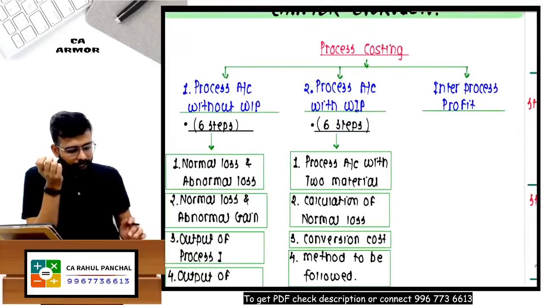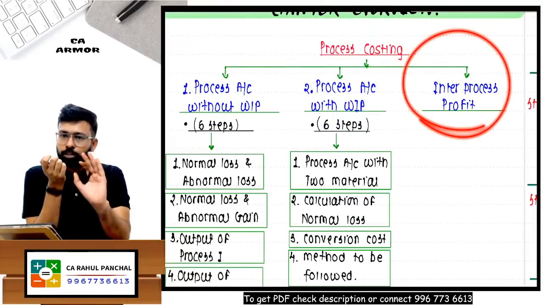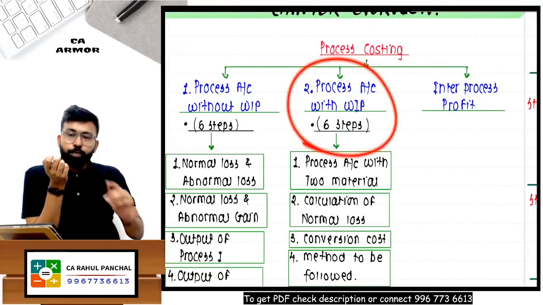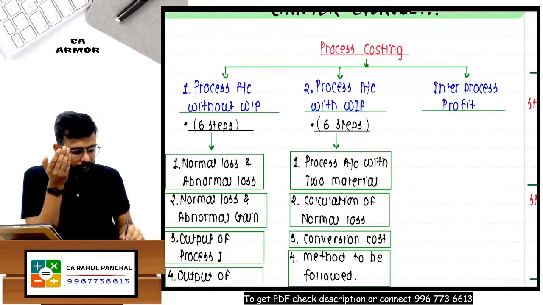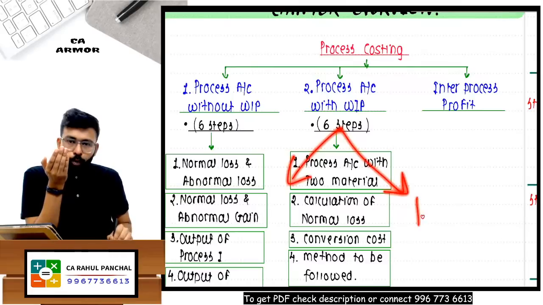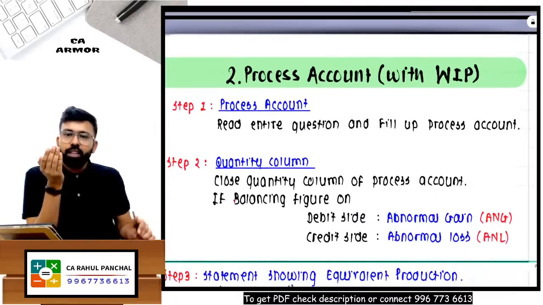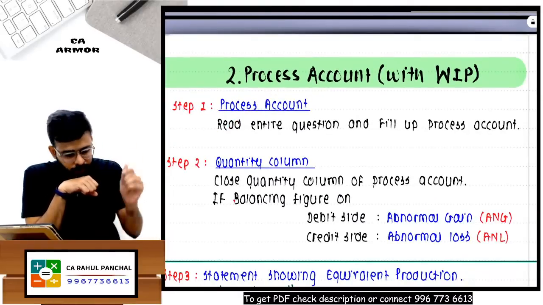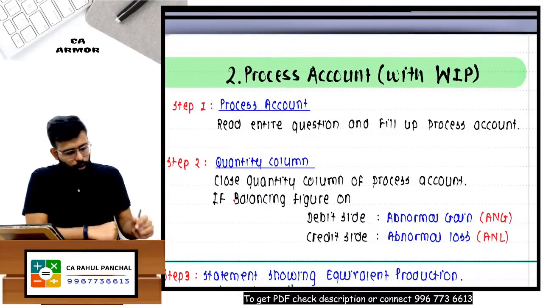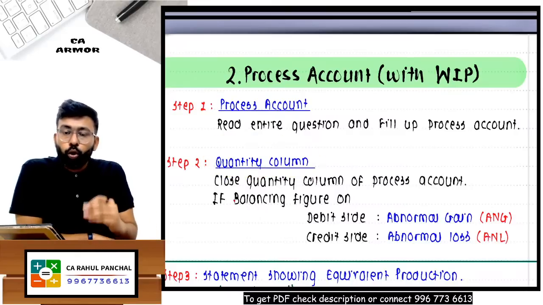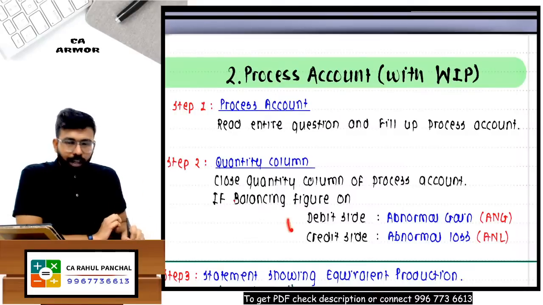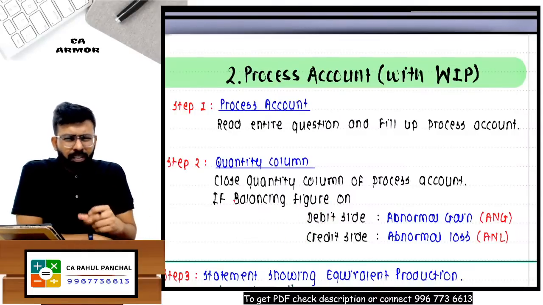In process costing, there are 3 types of questions. We are done with inter-process profit. Now after that we are doing this process account with WIP. In this case there are 2 methods. I am going with the FIFO method. If you talk about the steps, step number 1 is read the entire question and fill up the process account. Step number 2, close the quantity column so that you can get abnormal gain or abnormal loss, whatever it is.